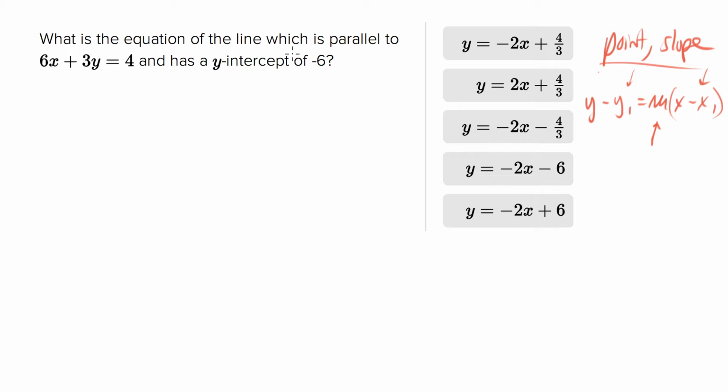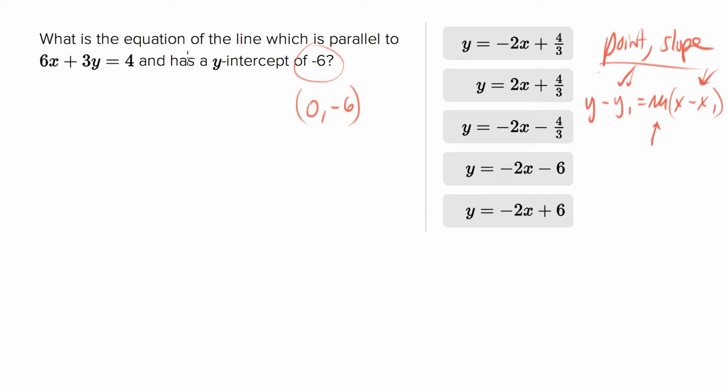First of all, they tell us it has a y-intercept of -6. What that means is that the point (0, -6) is on the target line. So we already have the point, which means we can plug in for x1 and y1. All we need now is the slope.